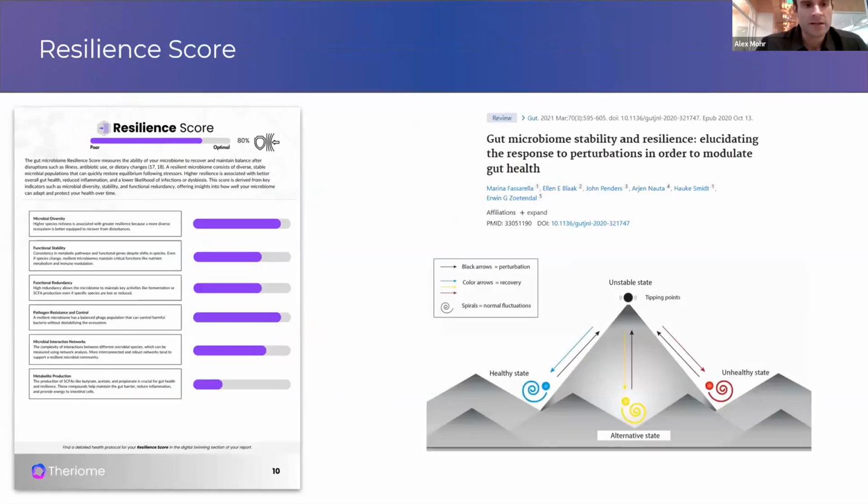Also unique to our test is a resilience score. So resilience is important when we talk about any biological system. And generally, I know that this has gotten a lot of traction in psychology, talking about mental resilience, for instance, but this can really be applied to any biological model.